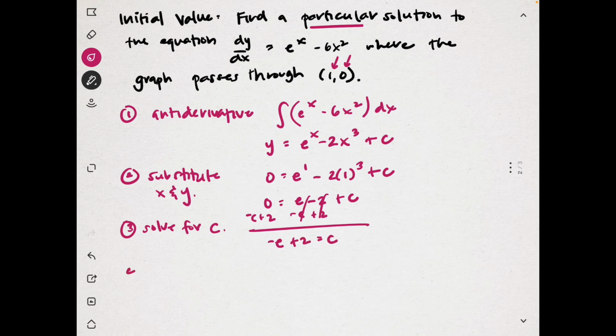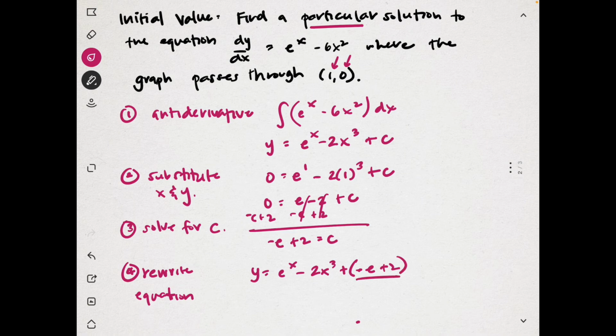And then we're going to rewrite our equation with the c in there. So y equals e to the x minus 2x cubed plus, we could do negative e plus 2 in parentheses, and that should work out fine. All right, so this is our c. So we just rewrite it with our c in there. So this one gives us a specific graph that passes through that specific point.